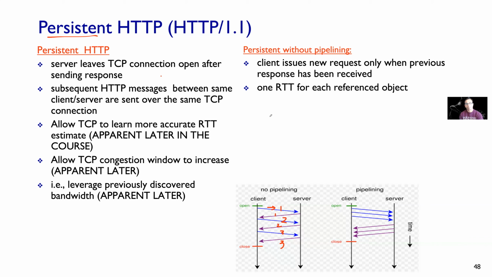Okay. Yeah. So, you could send out the requests sequentially, right? One after the other, waiting for the objects to come back. Or you could actually, once you get the index page, you already know how many objects you're going to fetch.